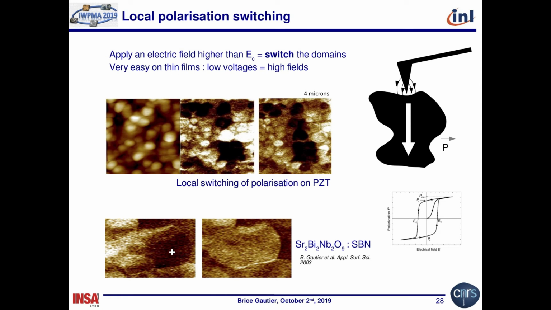Let's put the tip on a certain location on the surface. This is, again, PZT. And this small grain here is 300 of nanometers in diameter. You put the tip there. I apply 10 volts. And then, poof, you switch the polarization. Since you have a tool where you can position the tip with a nanometric precision, you can do exactly whatever you want. It's also true for SBN.